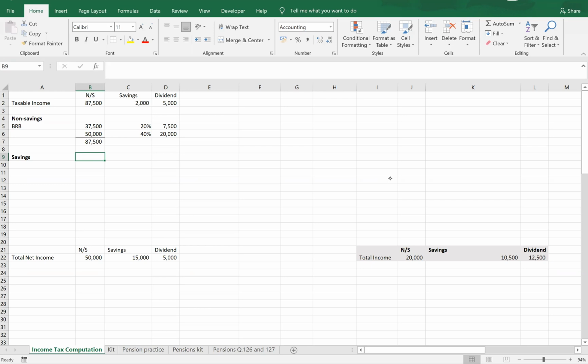I'll repeat. Savings income has a nil rate band available. Now, we're standing at the higher rate band. Basic rate band is gone. Our tax law says that if you are a basic rate taxpayer, then a savings income nil rate band of £1,000 will be available. That means out of the total savings income, £1,000 will be taxed at 0%.